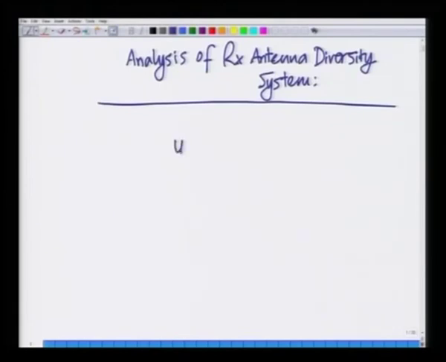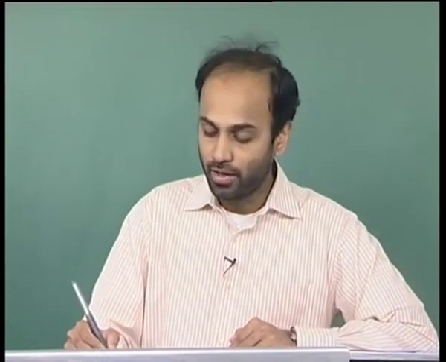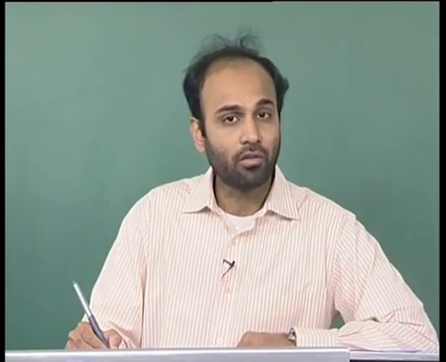Analysis of RX antenna diversity system. We said the system model is y bar equals h bar x plus n bar. Let me refresh your memory. Y bar is the L dimensional receive vector y1, y2, yl, where y1 is the signal received at antenna 1, y2 is the signal received at receive antenna 2, so on so forth until yl is the signal received at antenna L. H bar is the L dimensional channel coefficient vector, where h1 is the fading coefficient between transmit antenna and receive antenna 1, h2 is the fading coefficient between transmit antenna and receive antenna 2, so on so forth.